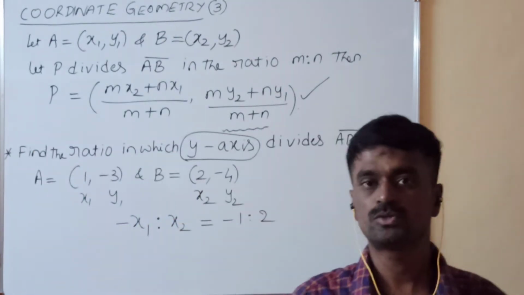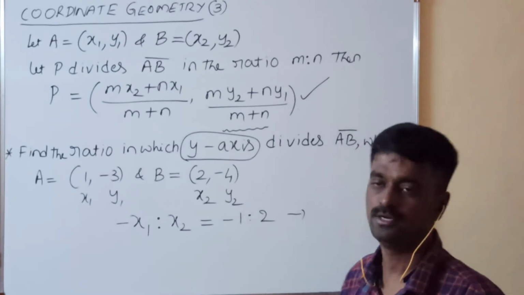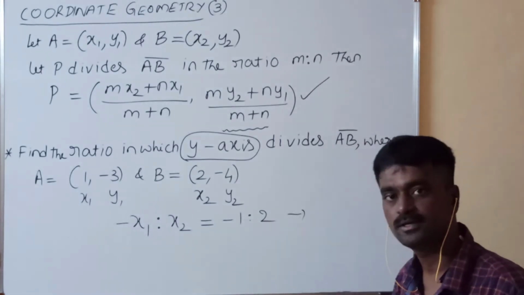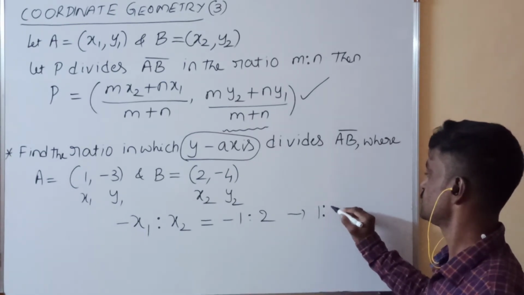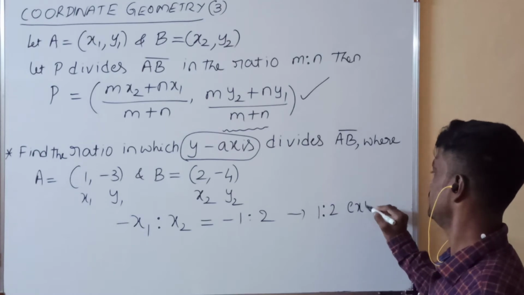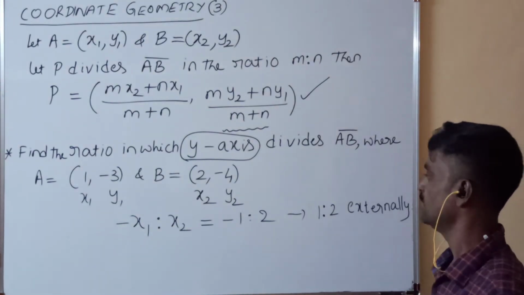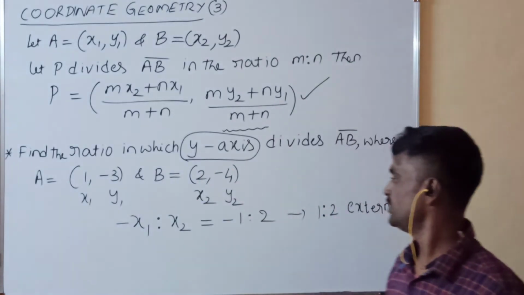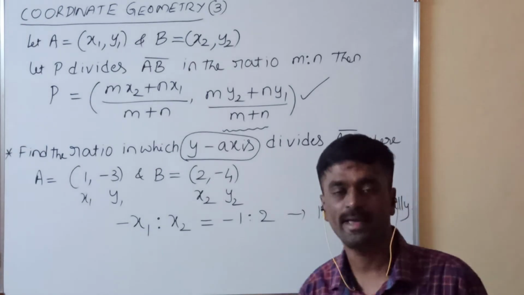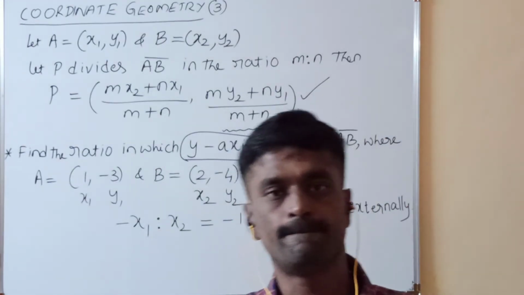Negative. Minus 1 is to 2 means negative only, na? So thus the division will be what? External division. So you can write the ratio minus 1 is to 2, or you can write like this, 1 is to 2 externally. Okay. So the y-axis divides the segment AB in the ratio what? 1 is to 2 externally, or you can write simply minus 1 is to 2. Okay.